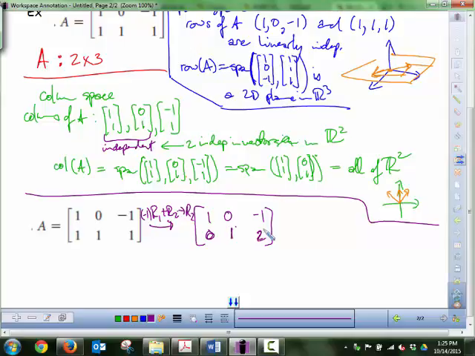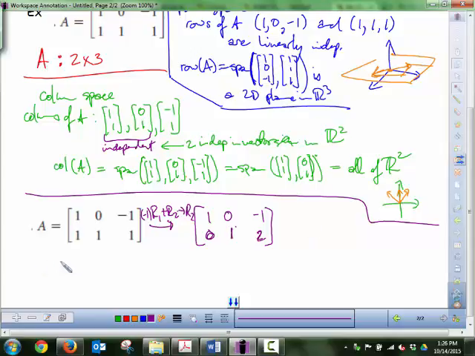Okay? So that's only one step, but once you reduce it like that, you have your reduced matrix. It's not a reduced row echelon, it's just regular row echelon form.